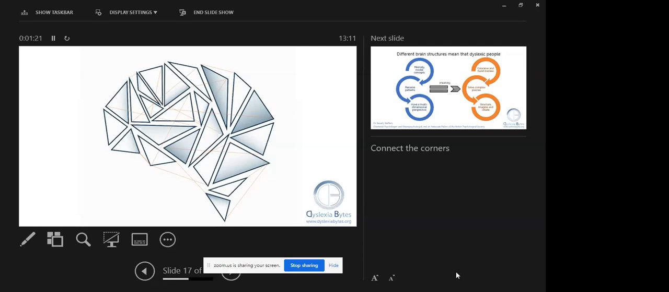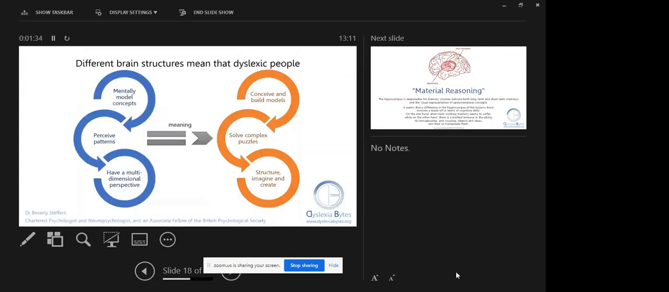In other words, dyslexic people, neurologically, we have to think differently from non-dyslexic people. That's who we are. We cannot help ourselves. We have to think differently. There's a lot of research explaining this.